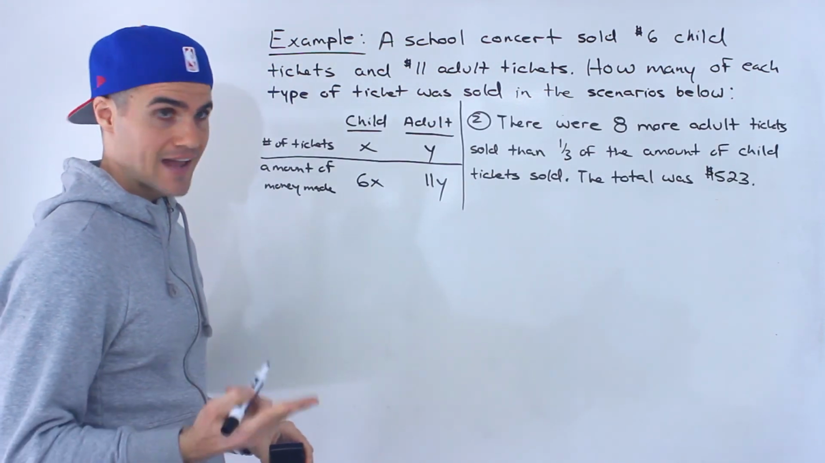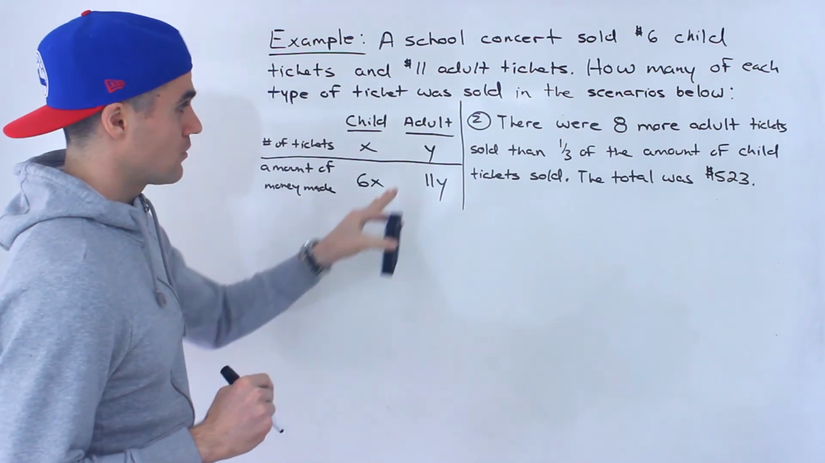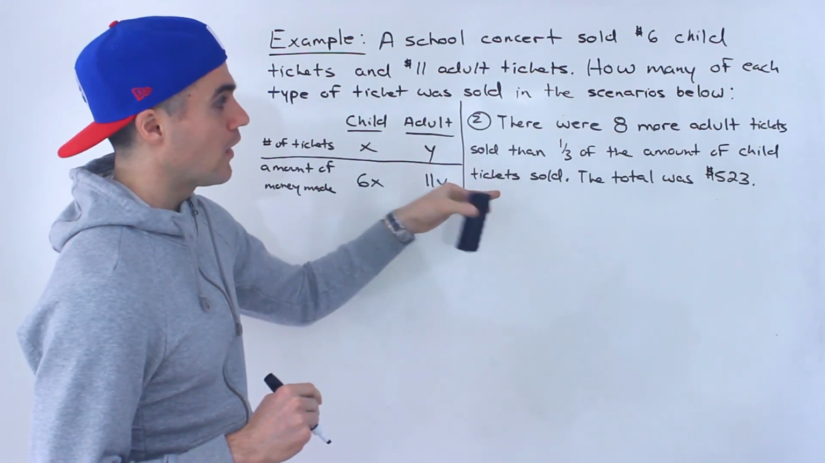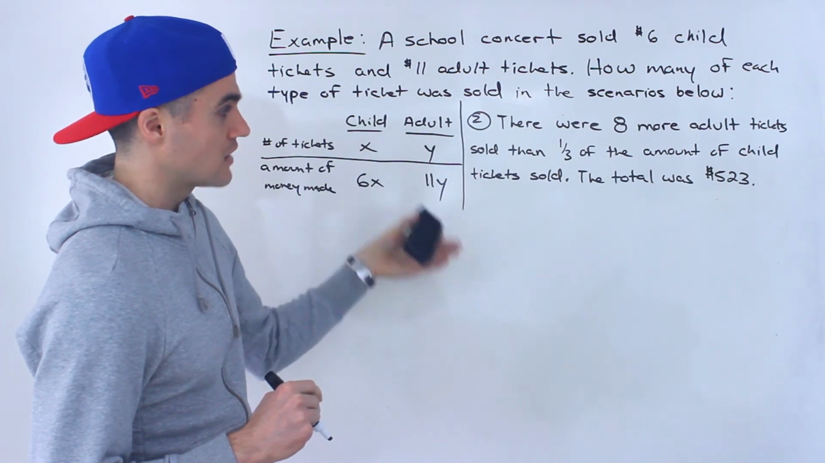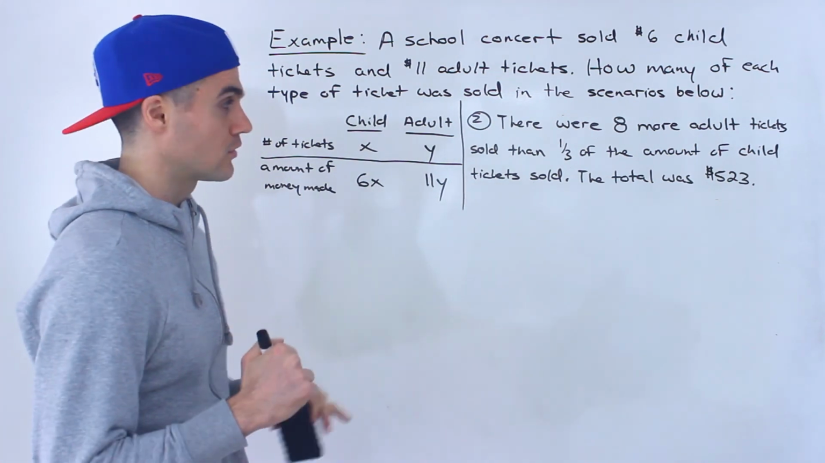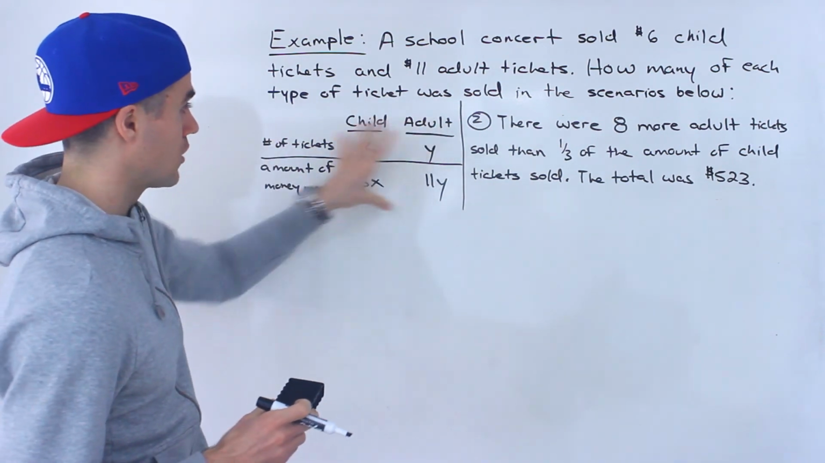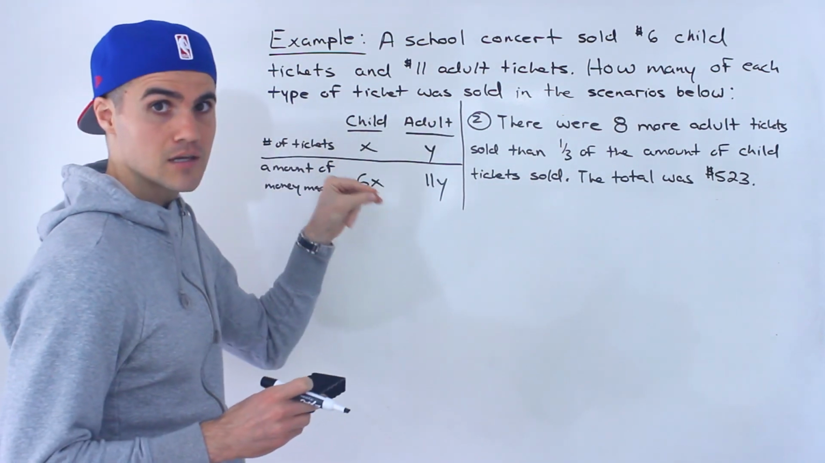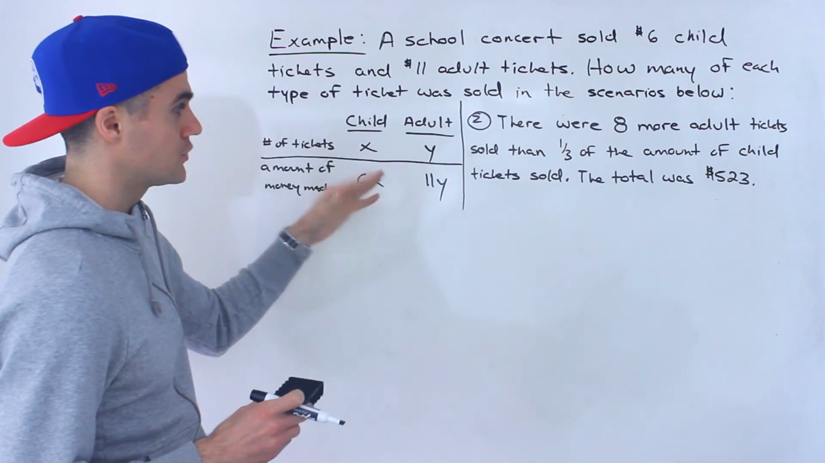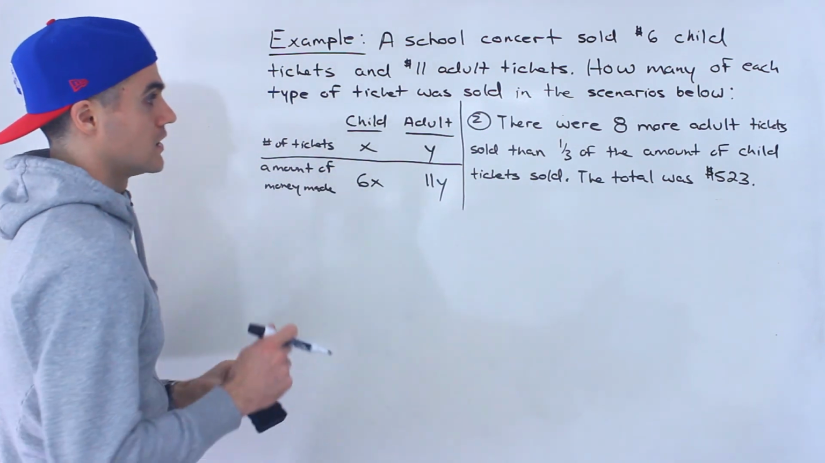Moving on to the second scenario. So there were 8 more adult tickets sold than 1/3 of the amount of child tickets sold, and then the total for the sales was $523. So notice I still have that chart that I wrote out at the beginning of the question. We're going to use it for all the scenarios.